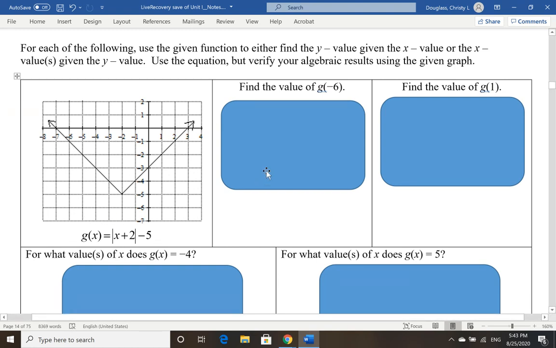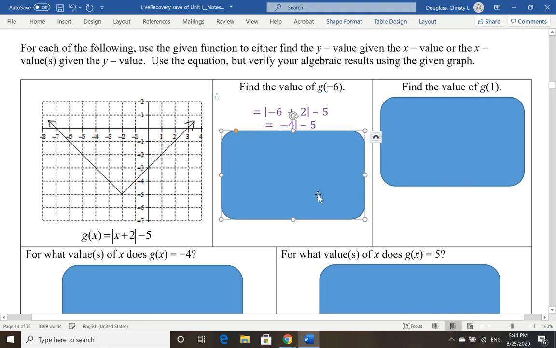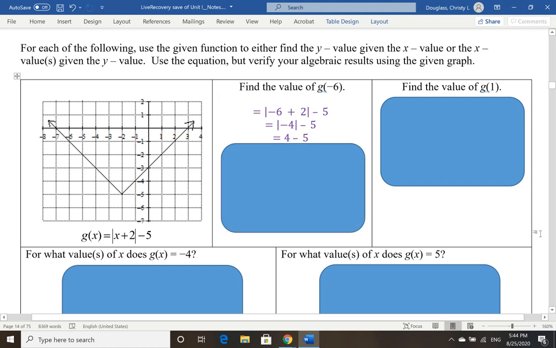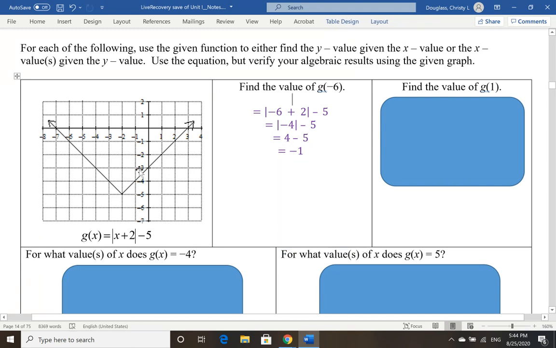Let's take this function g of x and substitute negative 6 in place of x. So we put a negative 6 where the x is. The first thing I will do is what's inside the absolute value bars, which is to add negative 6 plus 2, and that will give me negative 4. Next, I will take the absolute value of negative 4. The absolute value of negative 4 is 4, because negative 4 is 4 units from 0 on a number line. Finally, I'll subtract 4 minus 5 and get, you guessed it, negative 1, just as we suspected we would get. So g of negative 6 is negative 1.